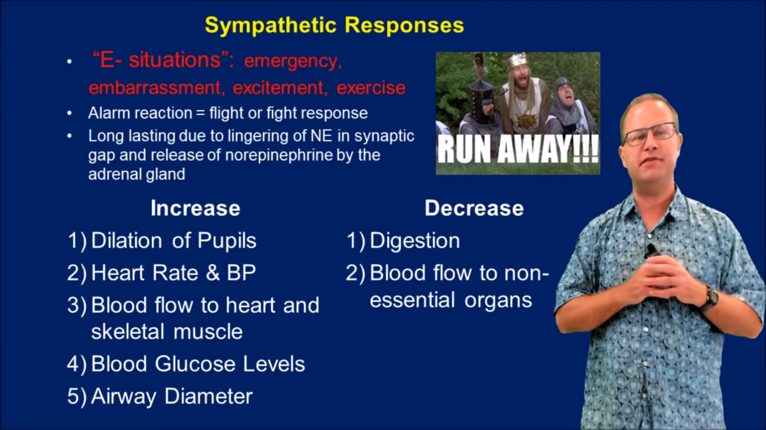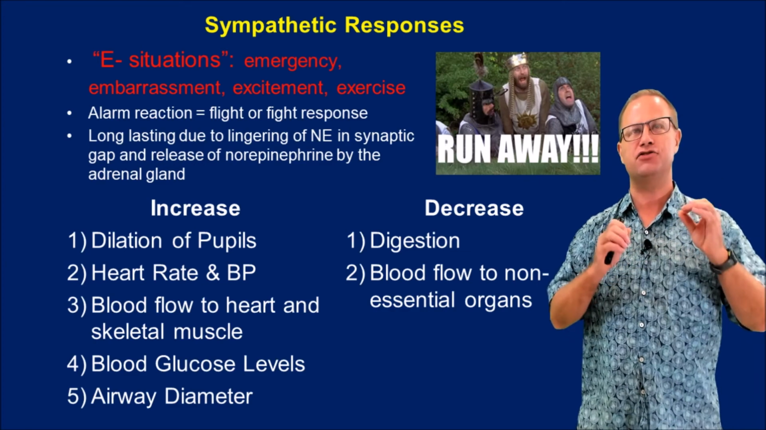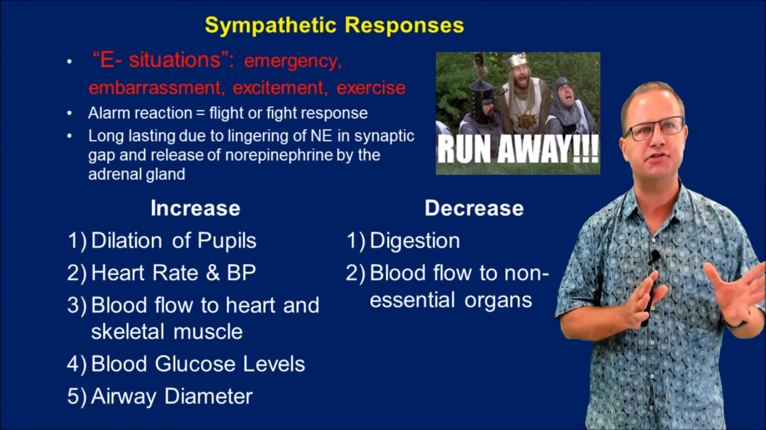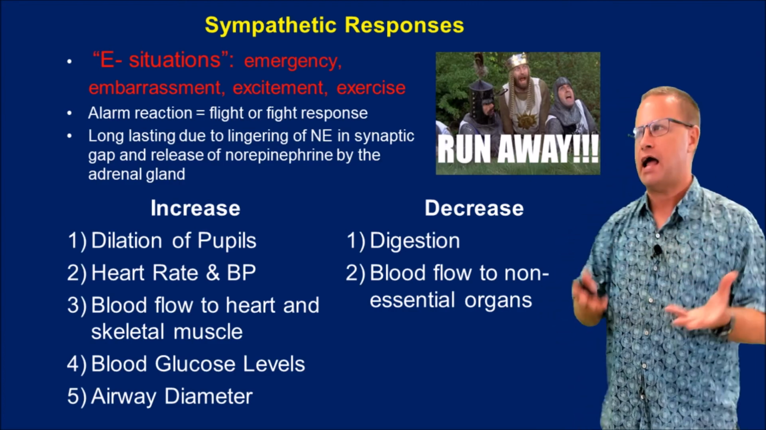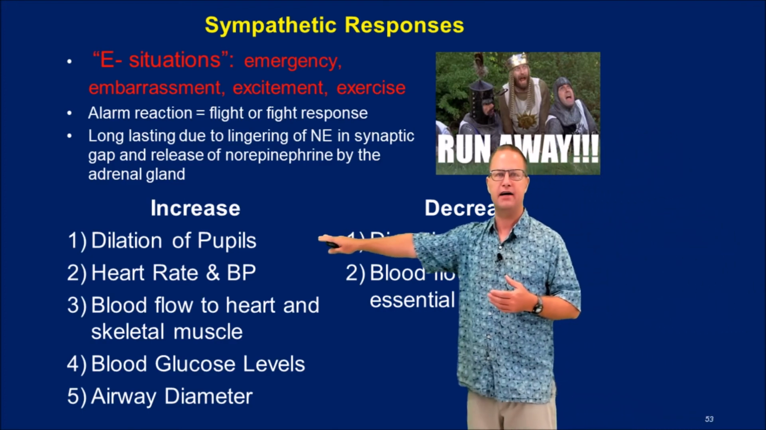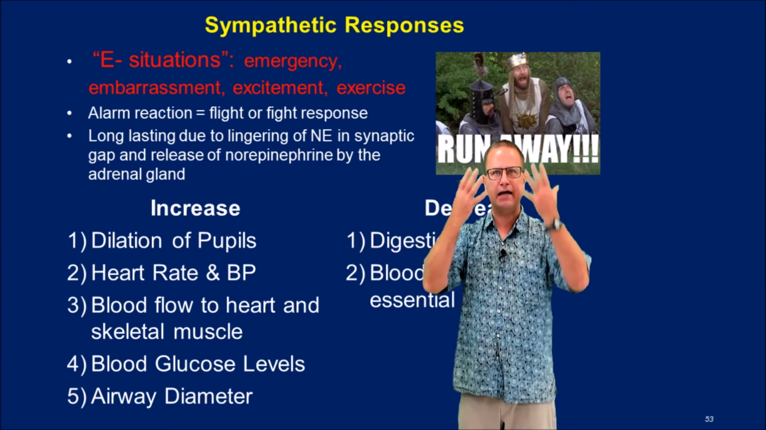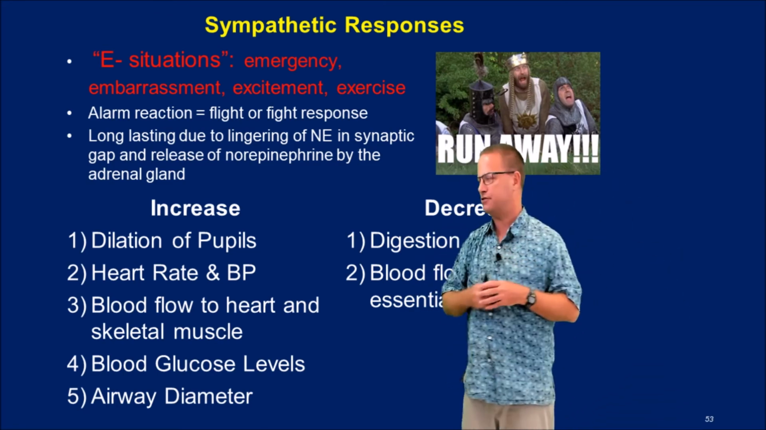Okay, our next subdivision of the autonomic nervous system is the sympathetic division. And the sympathetic division deals with E situations, that is emergencies, embarrassment, excitement, and even heavy exercise. So what happens during the sympathetic nerve response? Well, first of all, our pupils become dilated, and that allows us to bring a lot more light into the eye so we can really see what's going on.